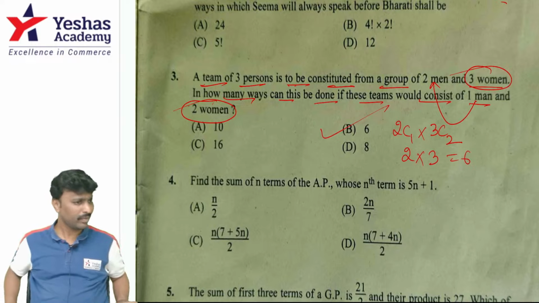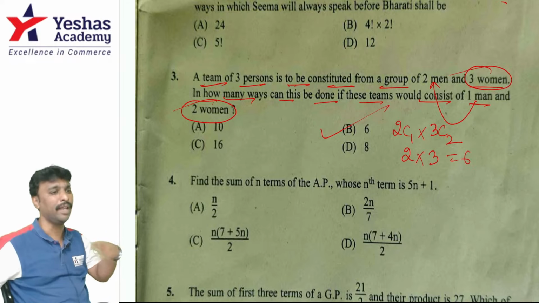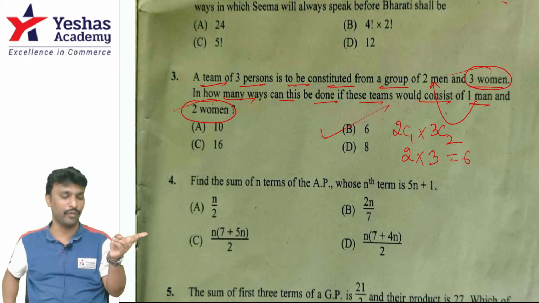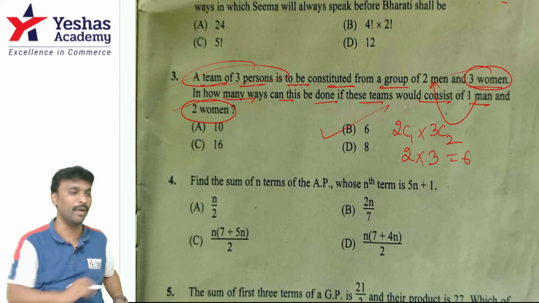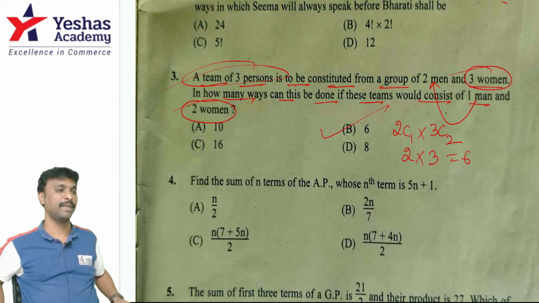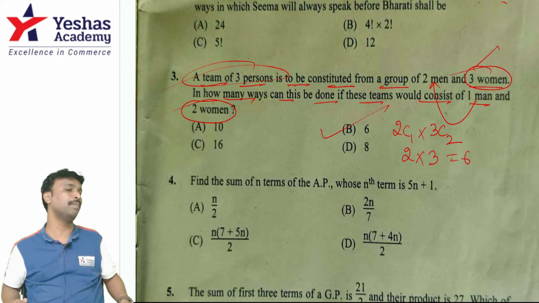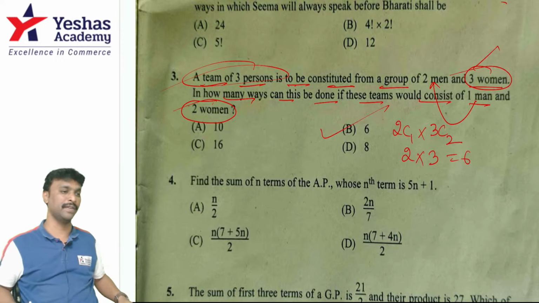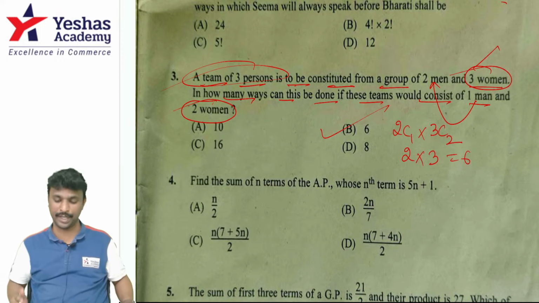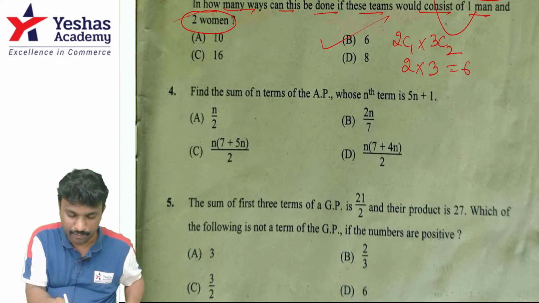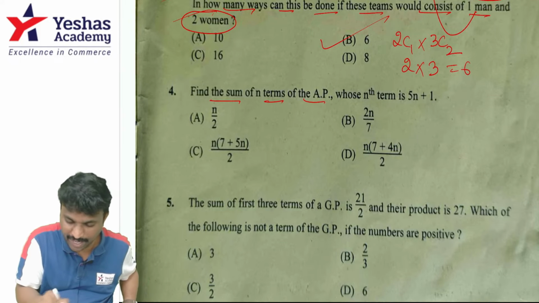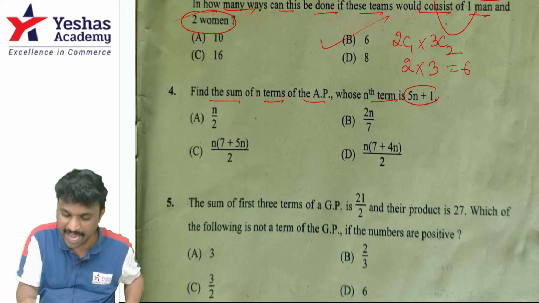You understood. There are 2 men and 3 women. You need to select 1 man and 2 women. Total how many people? 3 people only, right? So 1 man must be selected from 2 men, that is 2C1, and 2 women must be selected from 3 women, so 3C2. 3C2 is 3C1, which is 3, and 2C1 is 2, so 3 twos are 6. Option B.